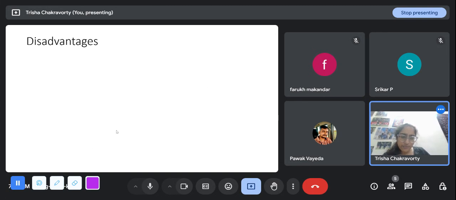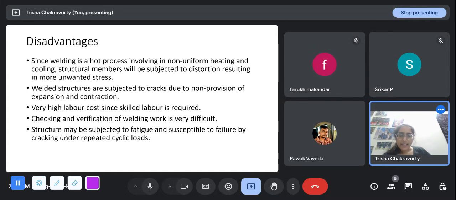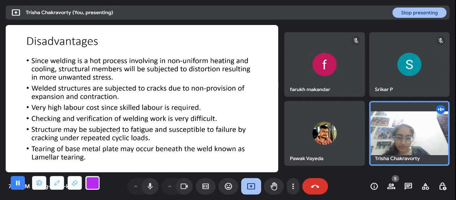So verification and checking work is difficult, and the structure may be subject to fatigue and susceptible to failure by cracking under repeated cyclic loads. Tearing of base metal plate may occur beneath the weld, known as laminar tearing. That's because while we are welding, we are melting the plate as well.